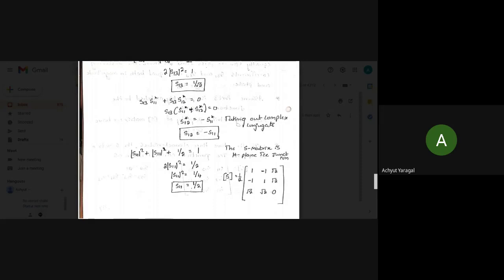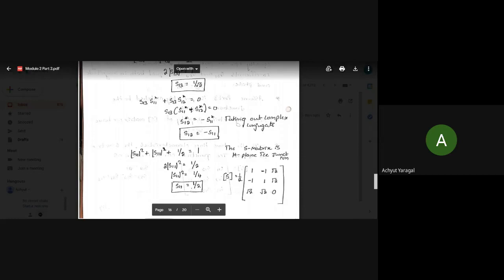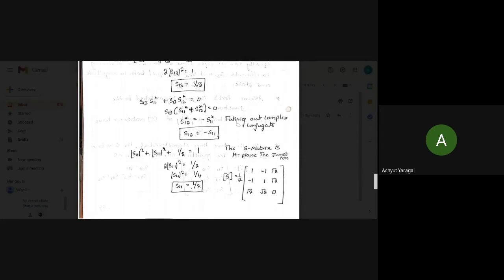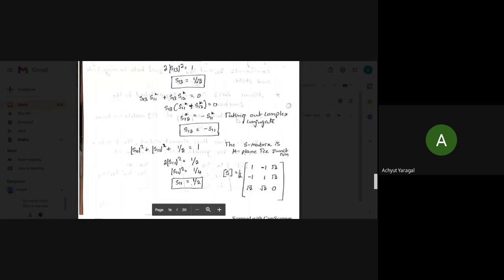One unknown parameter remains. If you substitute this S11 in place of S12, we already have the modulus, so we are getting S11 is equal to 1 by 2. And again you can write S is equal to 1 by 2 instead of having the minus at the second row and third column. Here we will be having the minus sign in the first row second column and the second row first column. This is how we can get the S matrix for the H plane T junction.